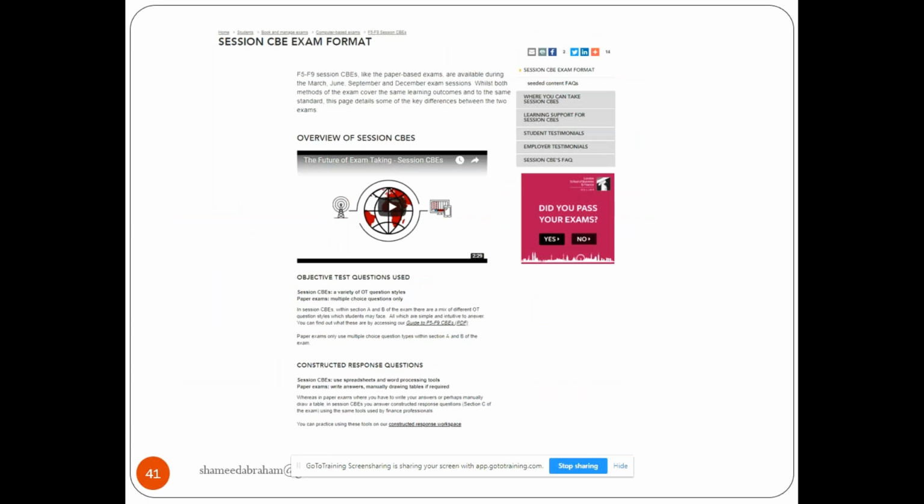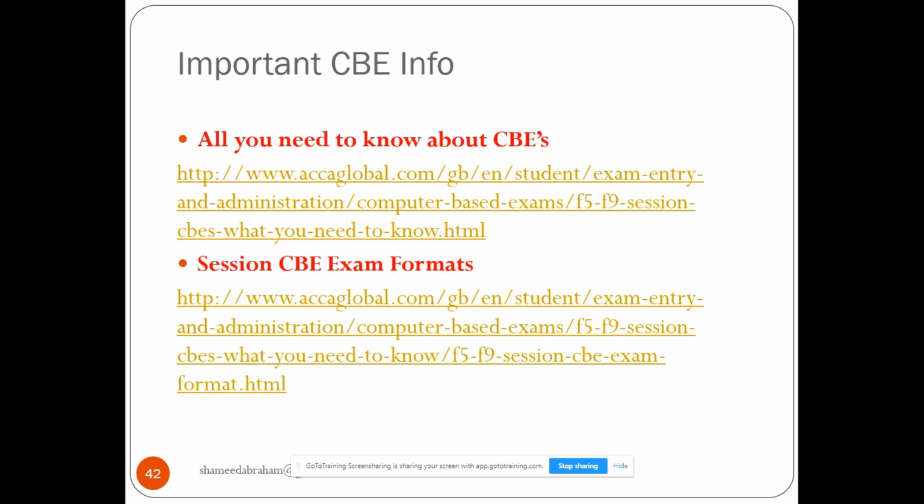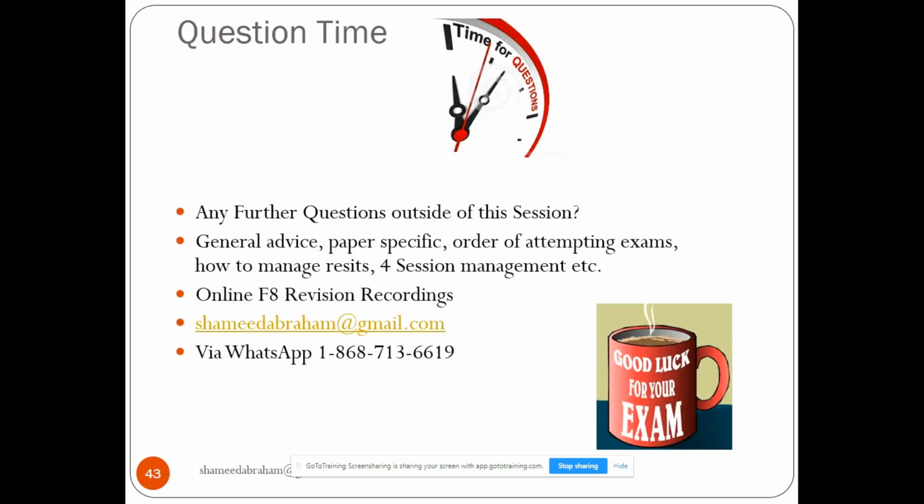And there's an overview of the CBE here as well. There's a PDF guide to attempting F5 to F9. You need to get that guide. If anyone is unsure about where to go, I have some links here. Feel free to send me a message at the end, and I'll send you the links and the CBE guide and that sort of thing. But these are resources that you need to be tapping into to put yourself in a position to pass these exams.